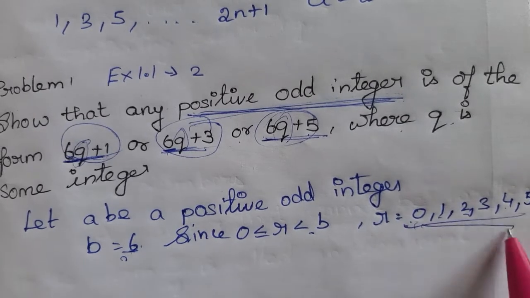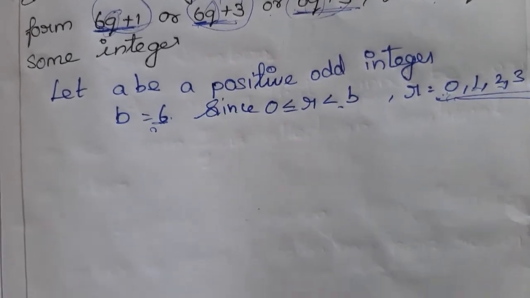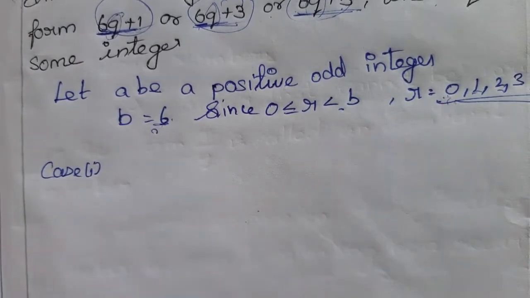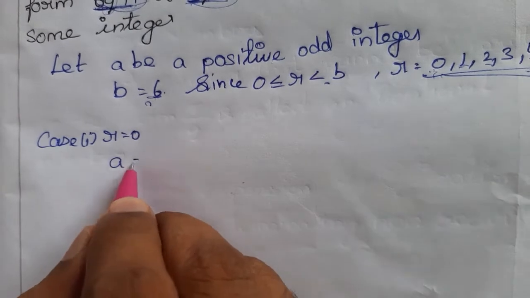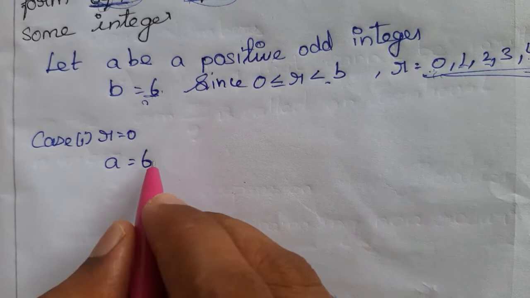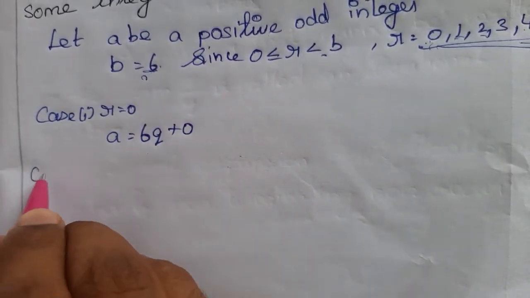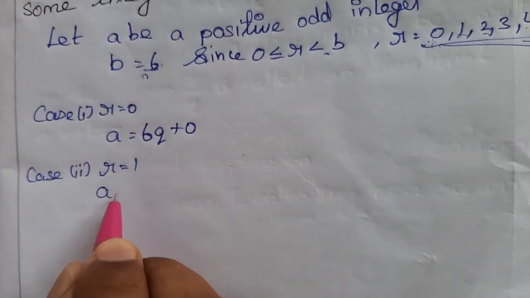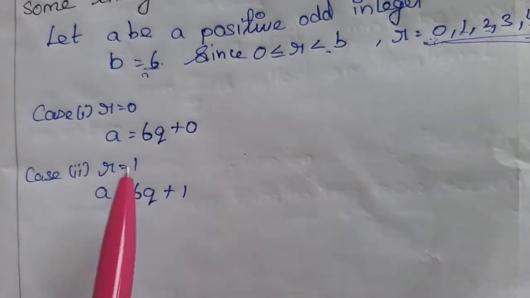So if you apply Euclid's division lemma, we will get 6 cases, right? Case 1: r is equal to 0. What will happen? a is equal to 6q plus 0, since b is 6. What is case 2? r is equal to 1. So a is equal to 6q plus 1, right? Because we apply r as 1.